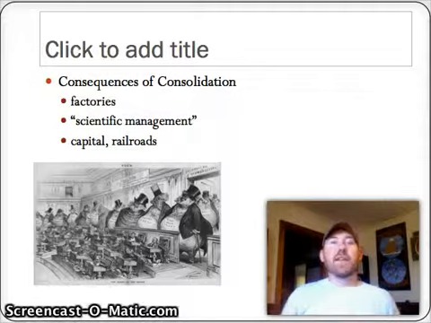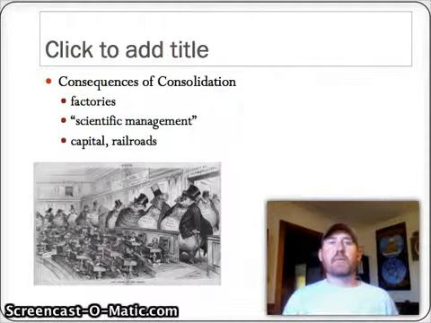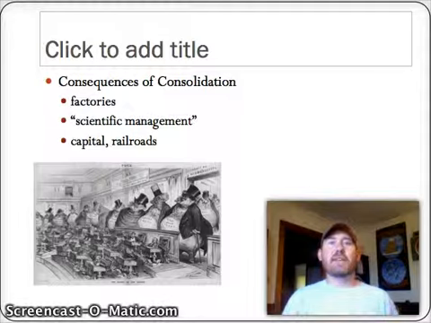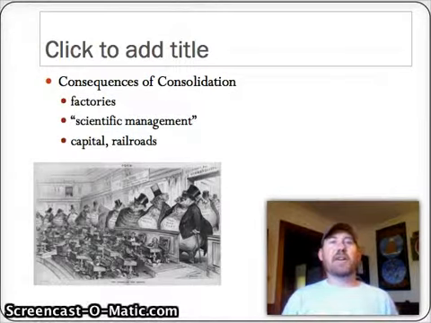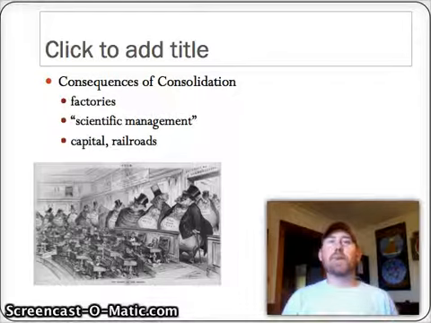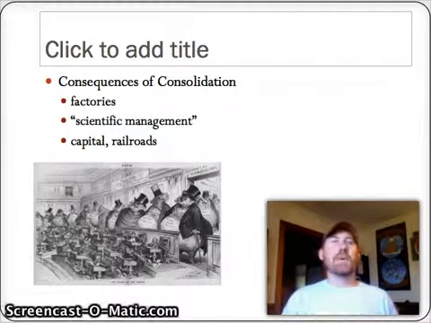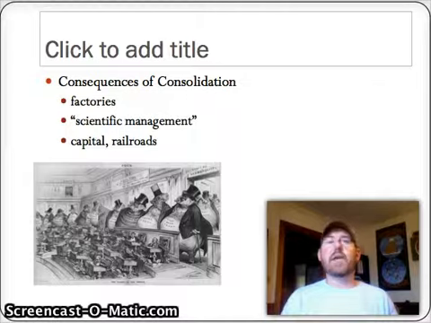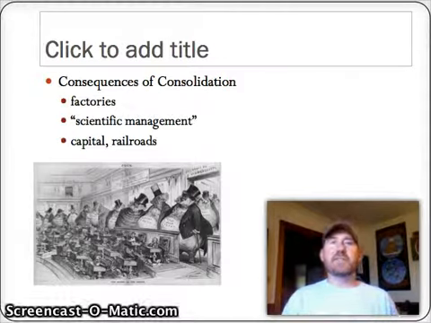Now, out of all this consolidation through vertical and horizontal integration comes a couple of consequences. The first of which is going to be a lot of factories, and you begin to see a lot more control of the factory system and the manufacturing base of the United States by fewer and fewer people. Another consequence that comes out is scientific management, which was a theory proposed by a guy named Frederick Taylor, in which he broke down the most efficient and the best way to produce a good from start to finish. So within the factory system, you start to see the assembly line.